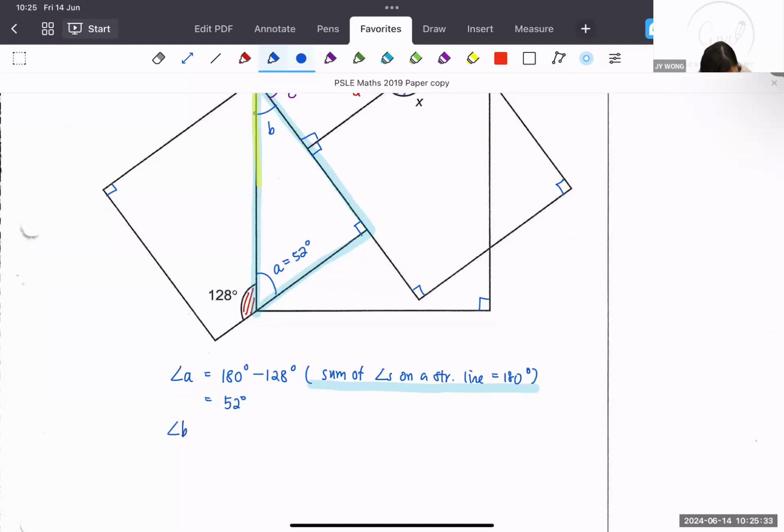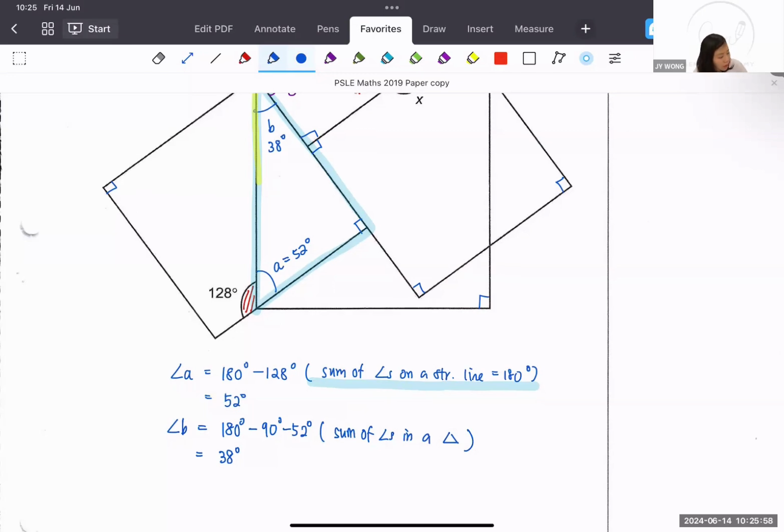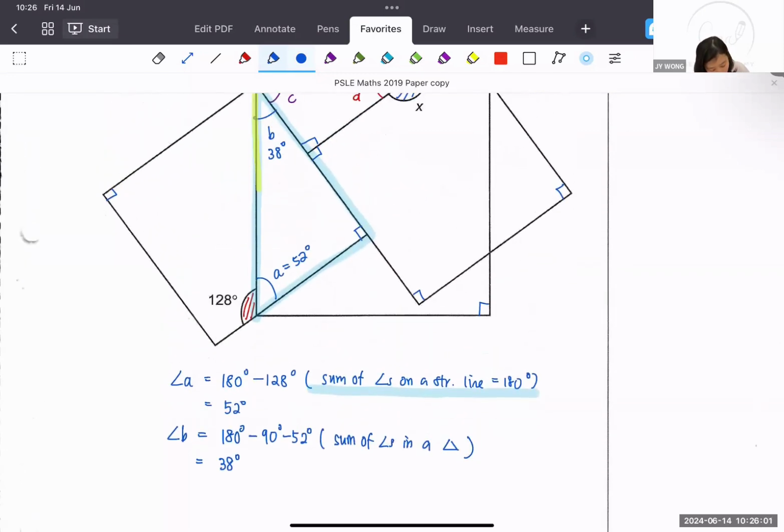After that, I can find B. Again, I use 180 degrees minus 90 minus 52, because the sum of angles in a triangle is also 180 degrees. So now this will be 38 degrees. After you get this as 38 degrees, I will go on to find C.